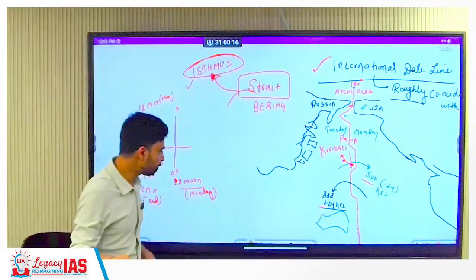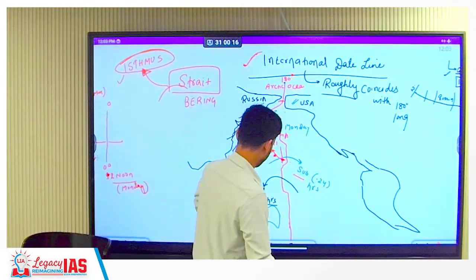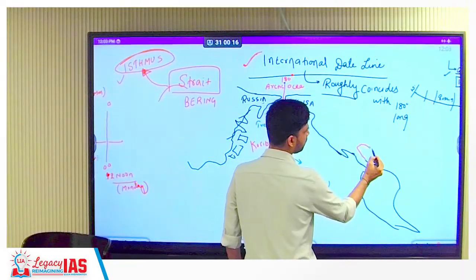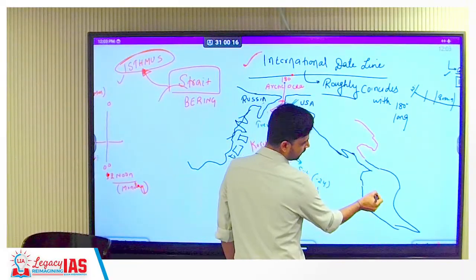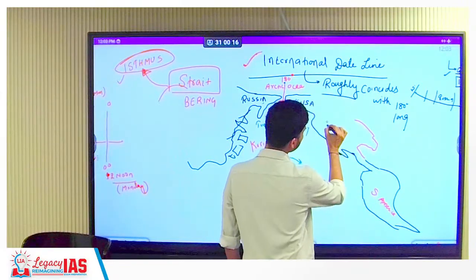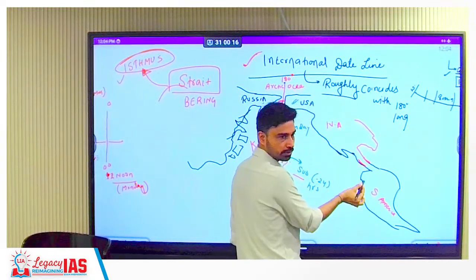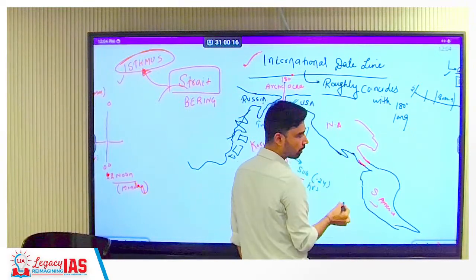And what is the best example of an isthmus? We find it here. This is which continent? South America. And to the north, what do we have? North America. And here, what can you see? A narrow landmass, connecting South America with North America.